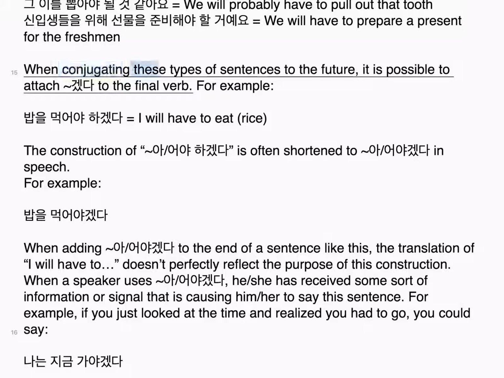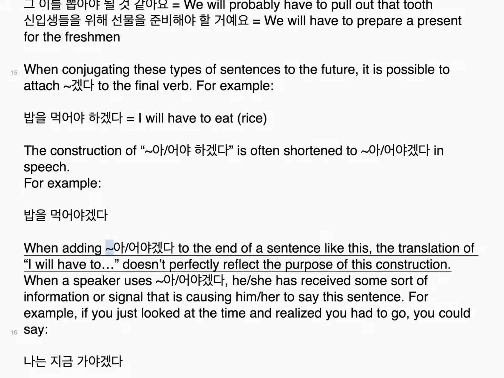When conjugating these types of sentences to the future, it is possible to attach 겠다 to the final verb. For example, 밥을 먹어야 하겠다. I will have to eat rice. The construction of 어야 하겠다 is often shortened to 어야겠다 in speech. For example, 밥을 먹어야겠다.